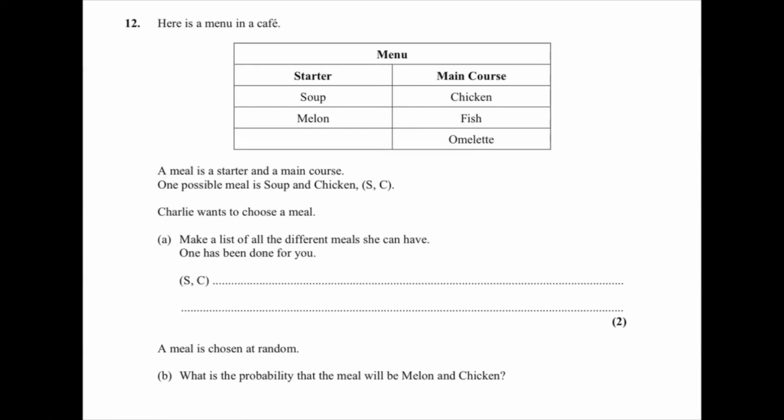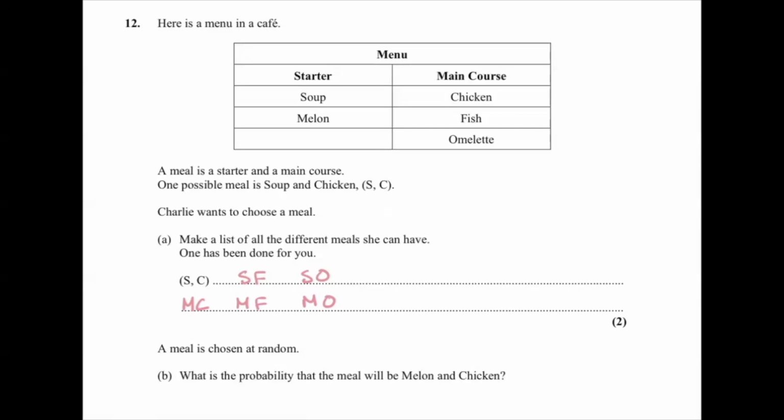We've got to make a list of all the different meals she can have. Now, being systematic in your approach will really help here. So they've started us off putting soup and chicken together. So we're going to keep going with soup to start off with. So we've got soup that could go with fish, and then we've got soup that could go with the omelette. Now I'm going to go to a melon starter, and then it's just melon and chicken, melon and fish, melon and omelette. So doing it in a very logical approach, so you're not jumping around, will help you not miss any off, hopefully.